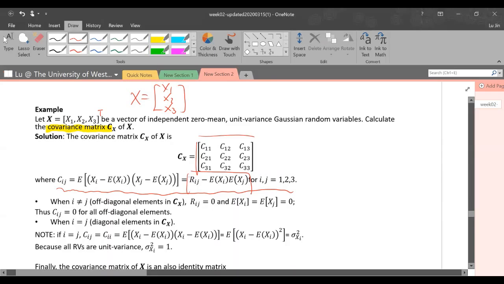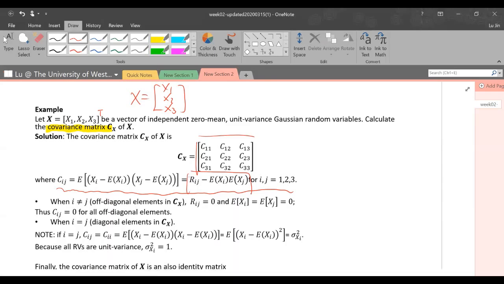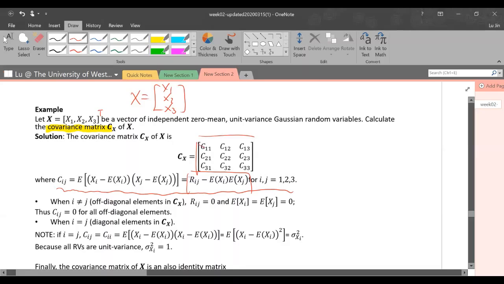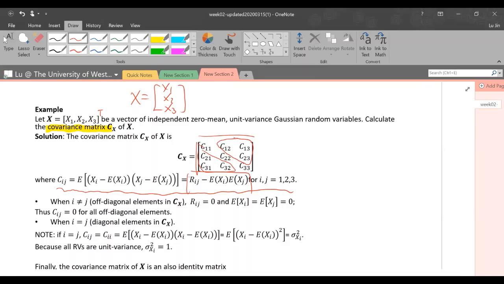In this question, let's focus on the off diagonal elements first. So in other words, let's focus on the calculation of C21, C31, C32, and C12, C23, and C13. But we mentioned the covariance matrix must be symmetric about the diagonal direction. So we do not need to calculate the elements within these 2 triangles. We just focus on 1 triangle. After that, we just map it to the other triangle.